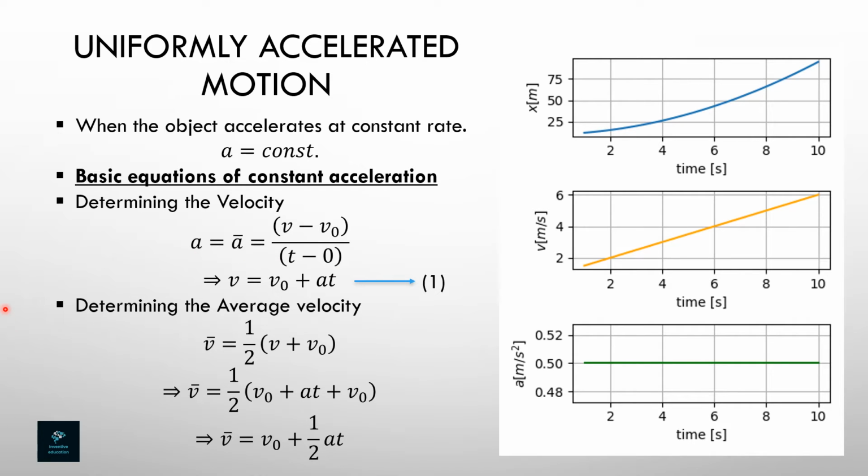After that we determine the average velocity. Since velocity is linearly varying, we can find the average velocity as the average of the instantaneous velocity and the initial velocity. This gives average velocity as half of (v0 plus at plus v0). This gives average velocity as v0 plus half at.